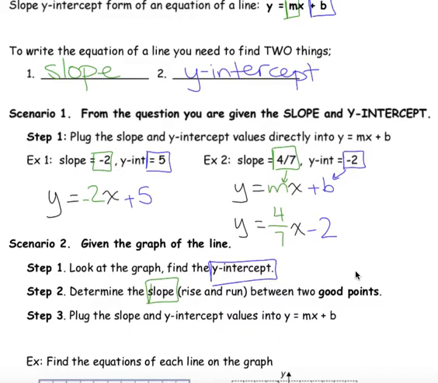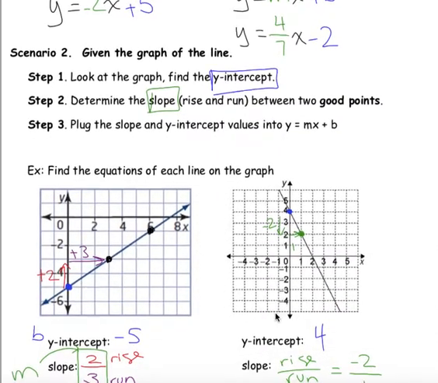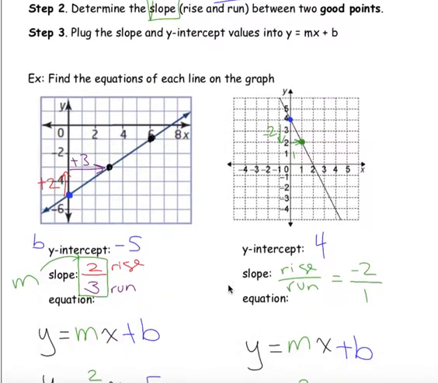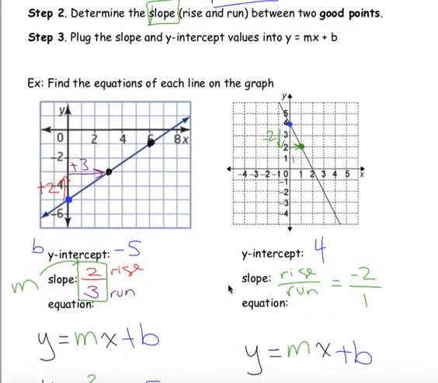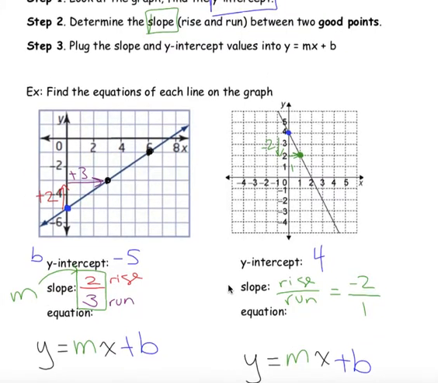So our scenario 2 is that we're given a graph of a line. What we're going to do is look at the graph to find the y-intercept. That's our first step. It's already completed. I apologize, but I find it's a little bit easier to talk this way. So we're going to find our y-intercept, which is when x equals 0. When x is 0 here, our y is -5. So that's going to be our y-intercept.